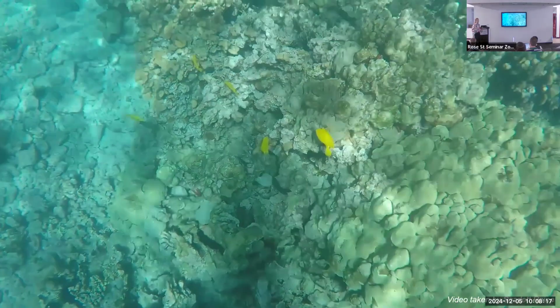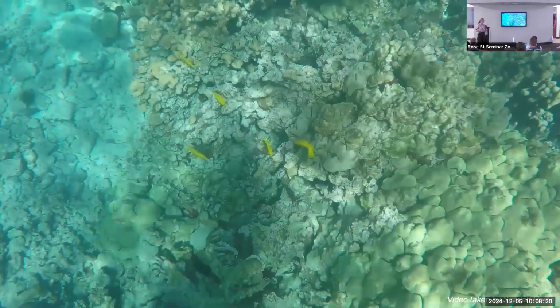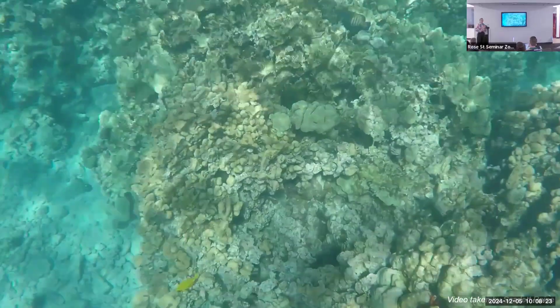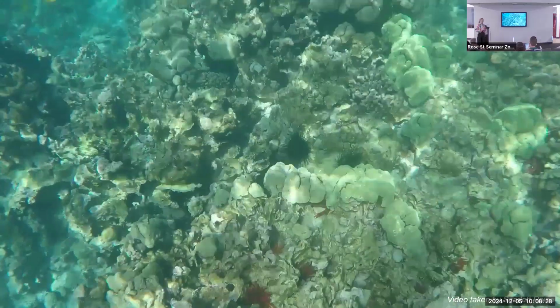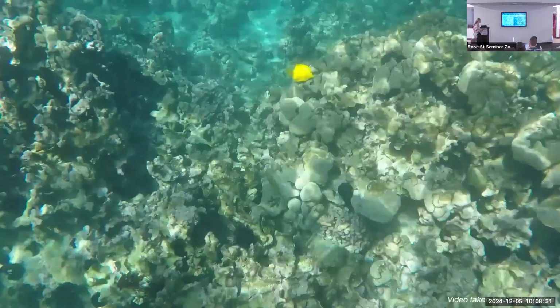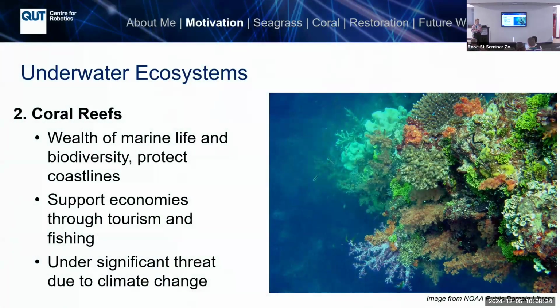The next ecosystem, of course, are our coral reefs, which are a really rich biodiverse ecosystem. The Great Barrier Reef alone accounts for 25% of our known marine species, so really important ecosystems for that reason. They also support our economies through tourism and fishing as well, so they're really significant for us in Australia economically as well as environmentally, but they are under really significant threat due to climate change. There are some projections that estimate even up to 70 to 90% of loss could be seen within the next decade alone. So we do need to place a lot of importance on these ecosystems and really act now to try and save them.